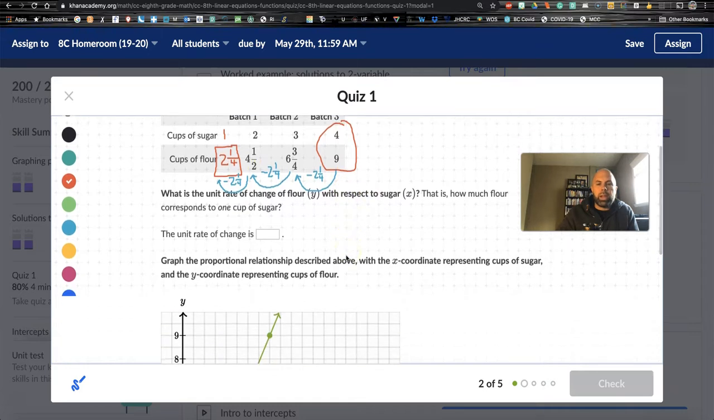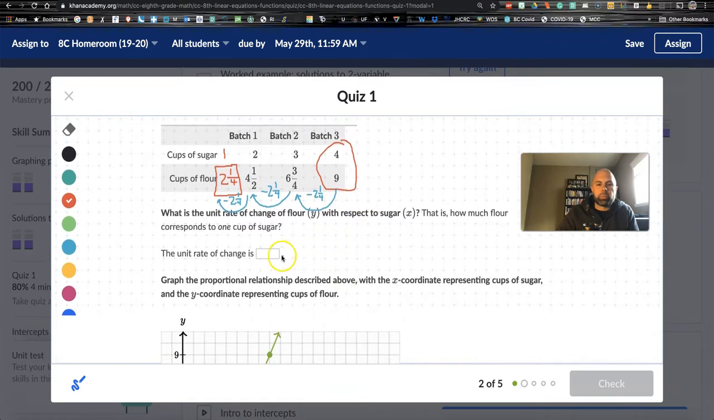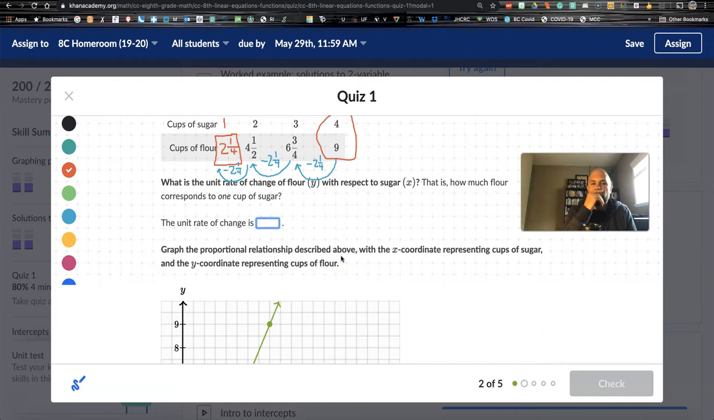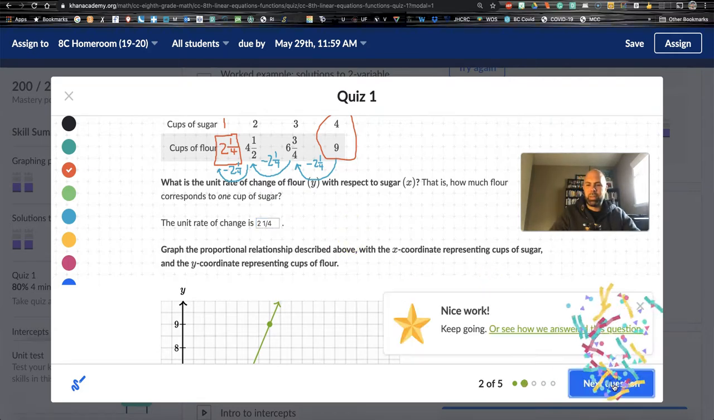All right, so the unit rate of change is, I just want to read this really carefully. What is the unit rate of change of flour Y with respect to sugar? I would say 2 1/4. I'm just hesitating because I don't know whether to write 2.25 or 2 1/4. Let's see if it'll let me stick to the fraction. I feel like this might be right. Oh, wow. You were nice to me, Khan Academy.